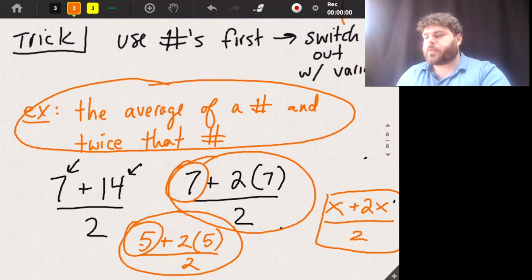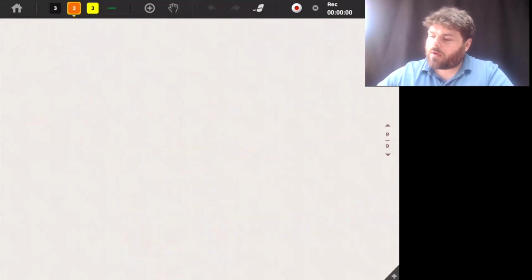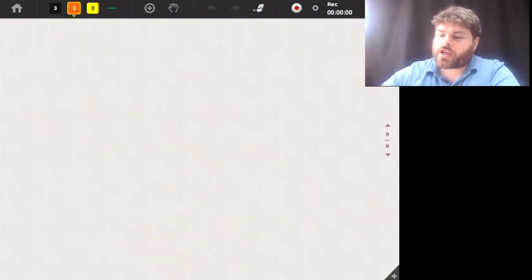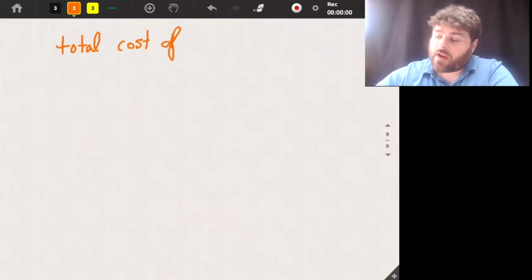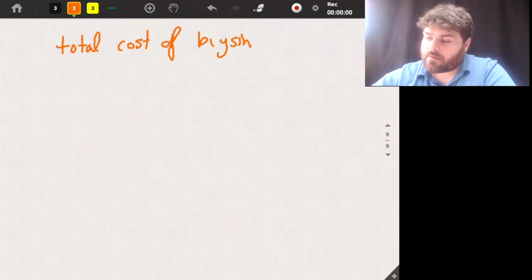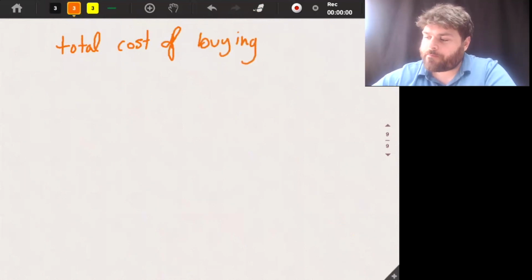All right, moving on. Let's look at another expression here, another way to use this trick. We're going to try another example. This time I want to write an expression for the total cost, that's an F there, of buying hot dogs and brats. I want to know the total cost of buying hot dogs and brats at, let's say, a basketball game.